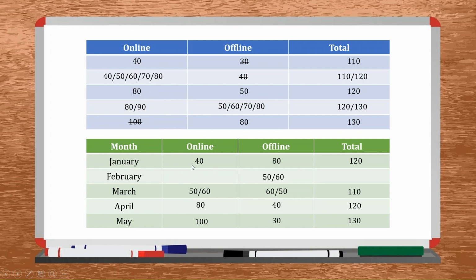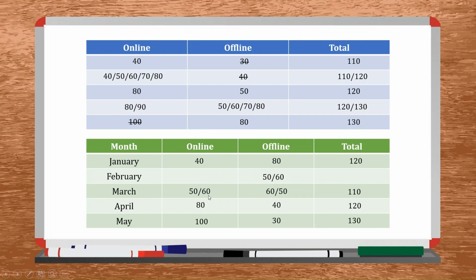So what February values are left now? It's 80 or 90. So if I take 50, then I will have to make this 80 or 90. If this is 50, the offline in February is also 50. If I make it 90, it goes beyond 130, it becomes 140. Hence, for 50, I will have to make it 80 only.